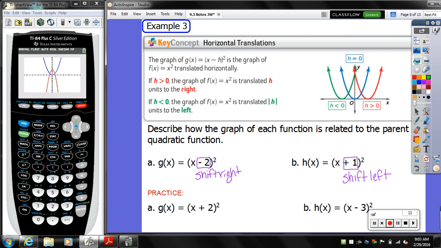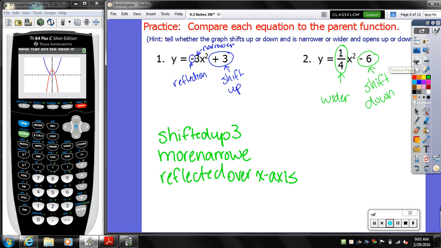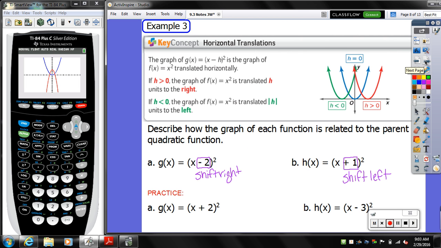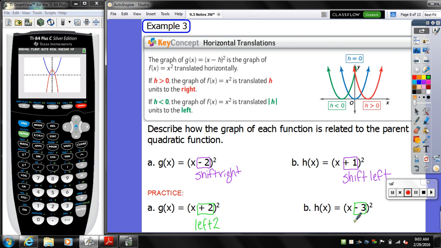Whenever you're inside your parentheses, you have to think the opposite of what you actually see, which is different because over here, whenever we had a plus 3 at the end, notice that 3 is not in the parentheses, you were shifting up. If it was a minus, you were shifting down. If the plus or minus is inside the parentheses, so it's happening to the actual x in the parentheses, it's backwards from what we think. So here, this plus 2 really means that it's going to shift to the left 2. This minus 3 means that it is going to shift right 3.